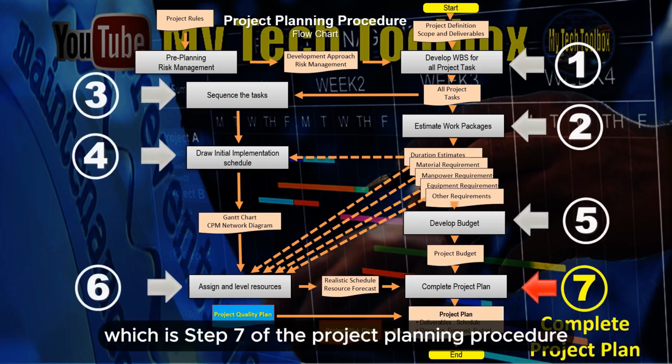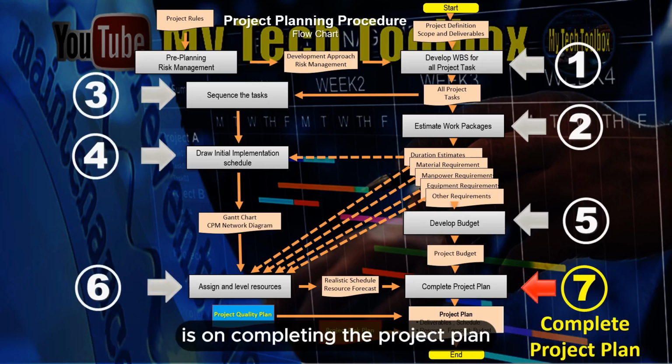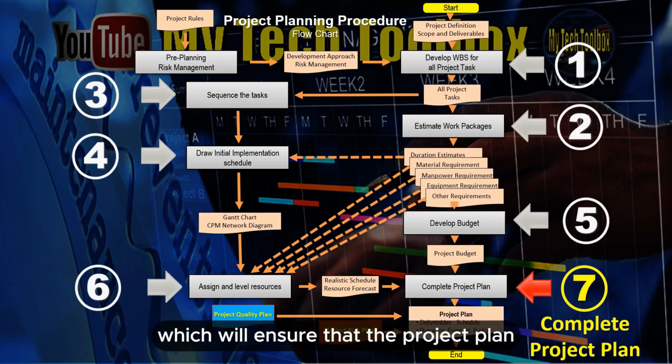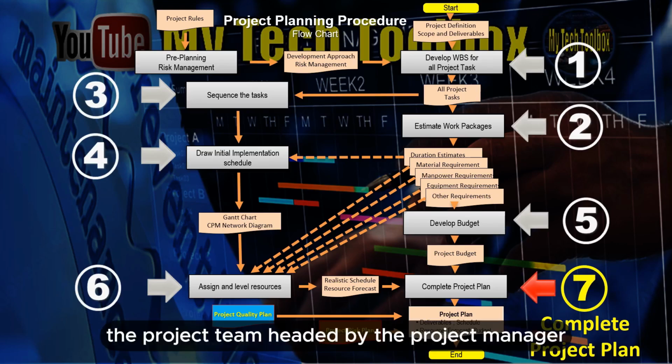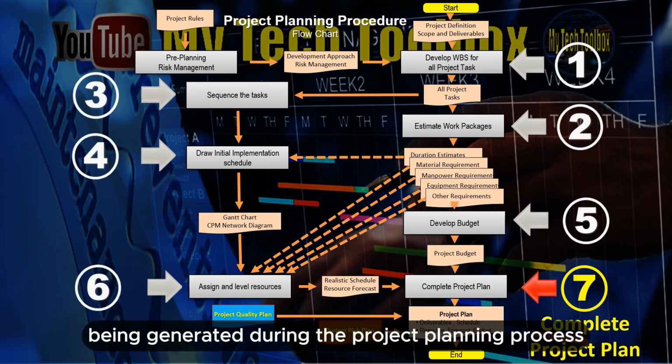The final step, which is Step 7 of the project planning procedure, is on completing the project plan. This is the last step which will ensure that the project plan and supporting documents are complete. In this step, the project team, headed by the project manager, shall collate all documents being generated during the project planning process.